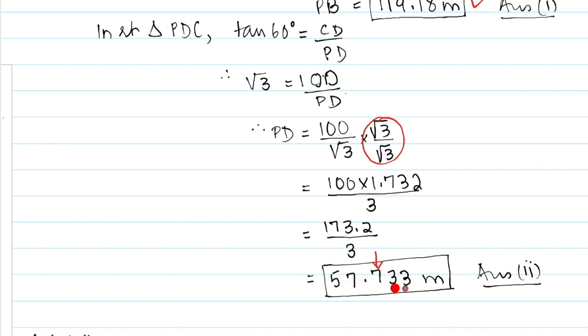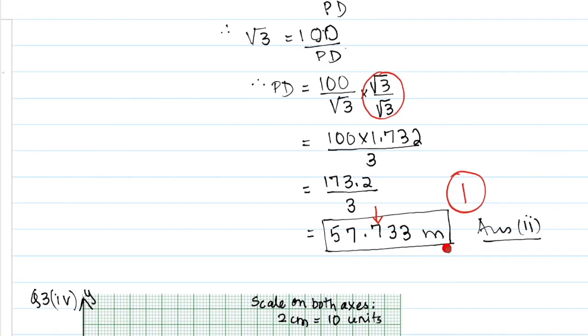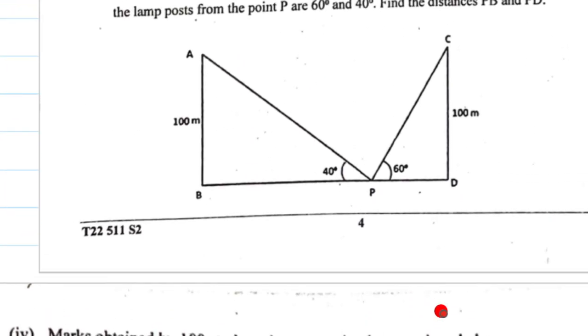But I have written here 3 decimal places, 57.7 meters also you can write, and that is for our 1 mark. Okay, so that's how we get our 3 marks. Let us come to the fourth part.